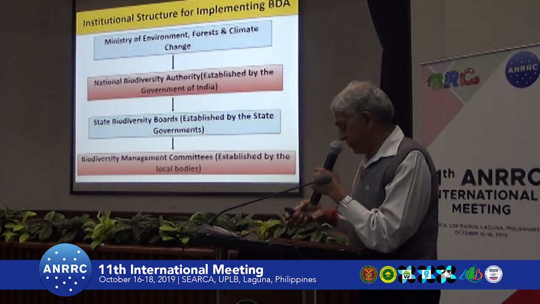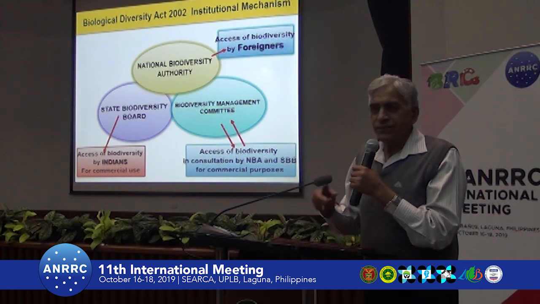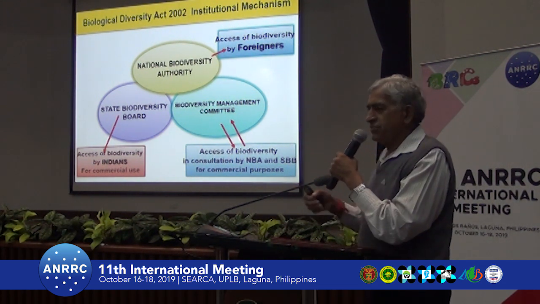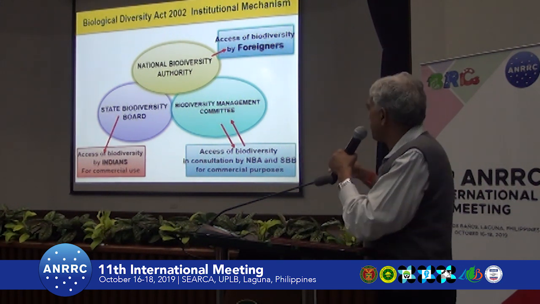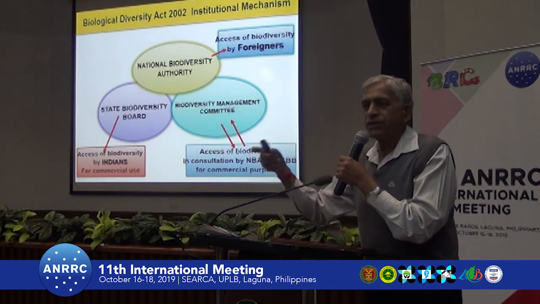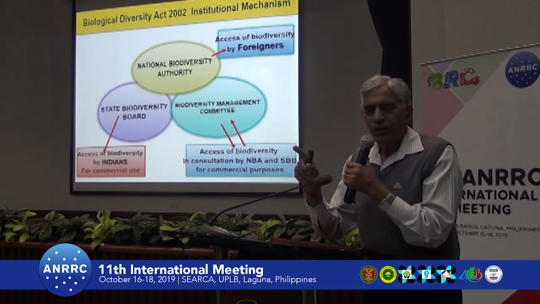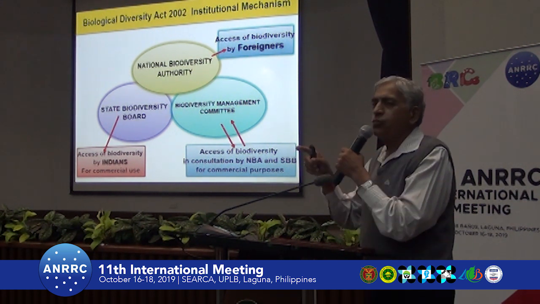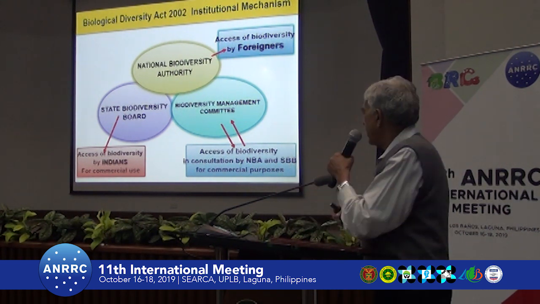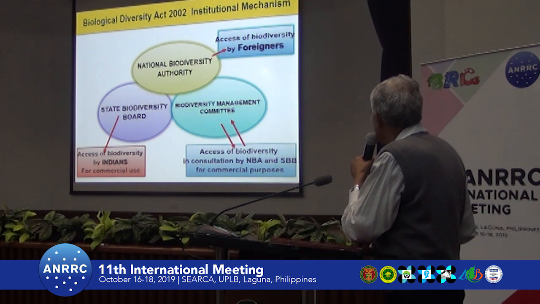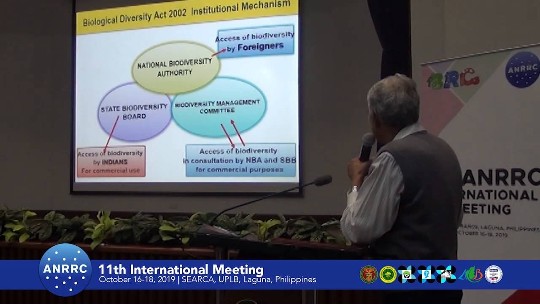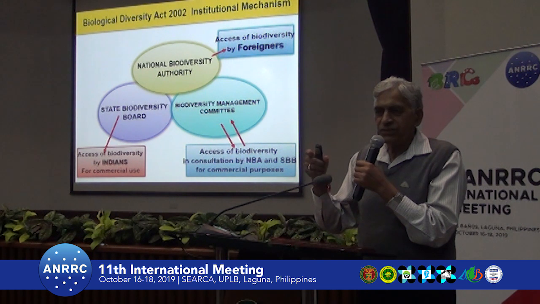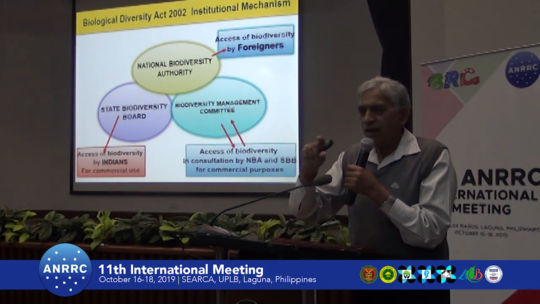They have three different functions, but they are interconnected. They are linked. They are not independent of each other. For example, the National Biodiversity Authority is the apex body at the top, which only deals with the access of biodiversity by people of other countries, by foreigners. It only deals with that. Then the State Biodiversity Board deals with the access of biodiversity by Indians for commercial use. There are different functions. And the Biodiversity Management Committee, at the lowest level, deals with access of biodiversity in consultation with the NBA and state biodiversity boards for commercial purposes. So we have a three-tier structure. These three entities are linked with each other and they have different functions.